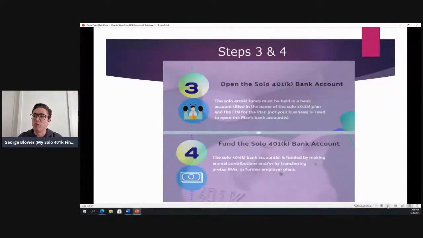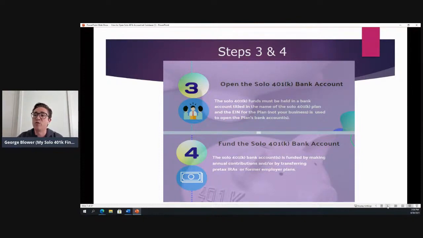You'll then fund that solo 401k account, which you can do through multiple means. Number one, you could be making contributions to the 401k based off the contribution rules. So that's going to be based off of your earned self-employment income, your age, etc. You could also, or alternatively, you could transfer funds to the solo 401k. So if you have money in a former employer plan, you'd be able to roll those funds over, and we would handle the transfer process as part of our service.